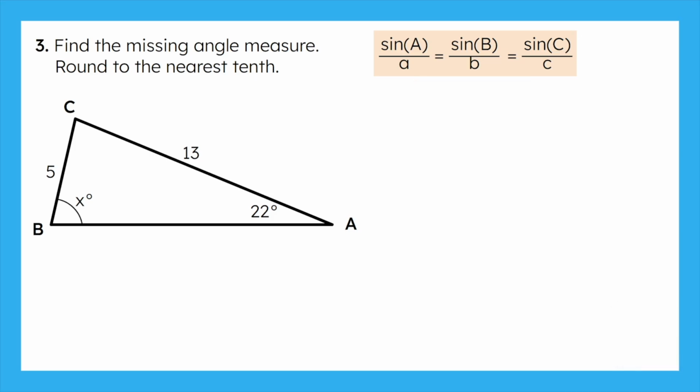How'd you do? My proportion is the sine of 22 over 5 equals the sine of B over 13. And what mode should the calculator be in? In degrees, right, since the other angle measure was given in degrees. If you've got all of that ready to go, then try solving for B on your own.